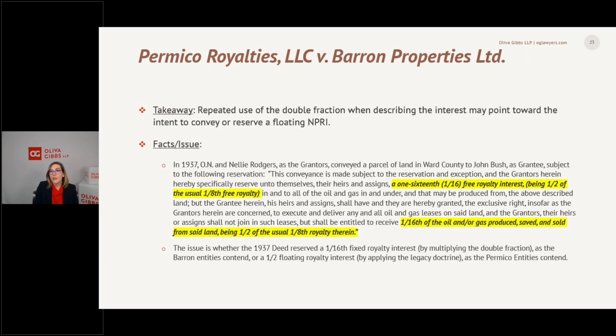Next, we have Permaco Royalties. The takeaway here is that the repeated use of the double fraction when describing the interest may point toward the intent to convey or reserve a floating NPRI.